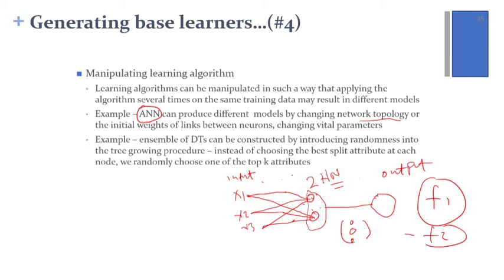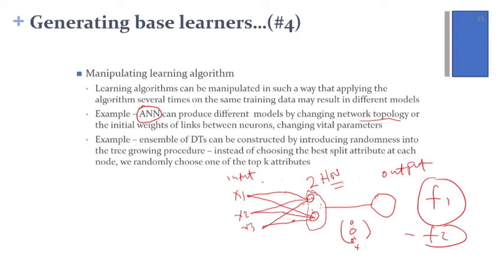Sometimes I might decide to change it, because this is only 1 hidden layer. I'm changing the number of neurons. This is 3. I can make it 4 next time. I can make it 5. I can keep going. There's no limit to the number you can go. So imagine the number of base learners you can build by manipulating it. And this is one manipulation.